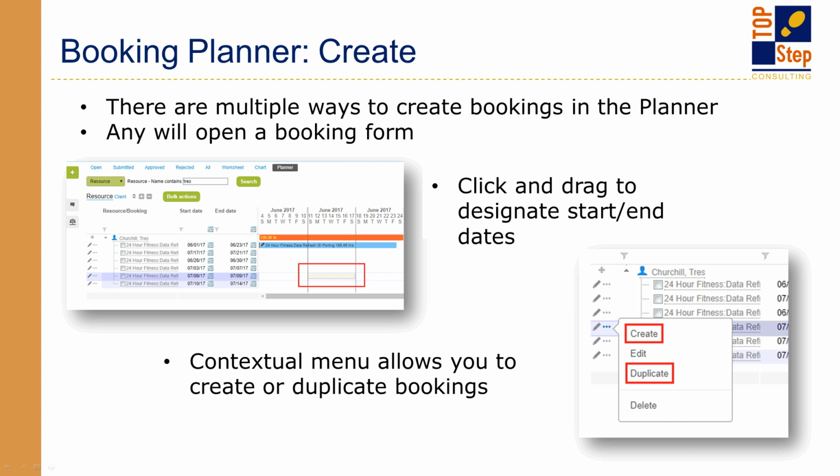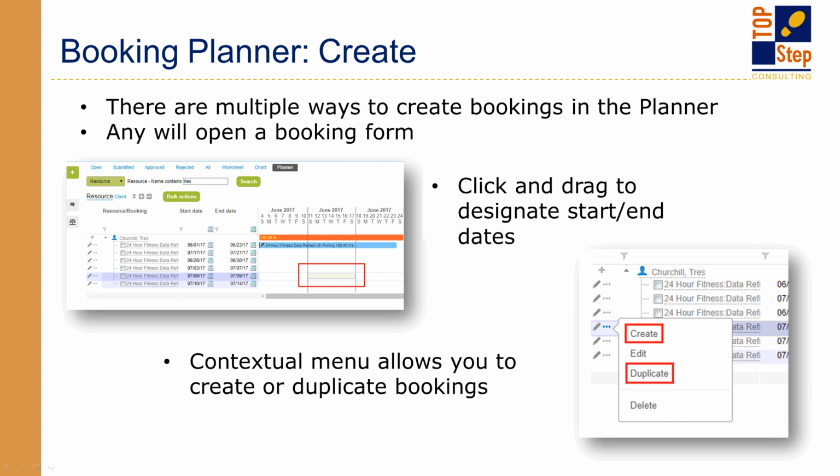Now, there are multiple ways to create bookings from within the planner. I'm going to highlight a couple. First, if you click in the planner itself, you can click and drag across a time period. That's what this first screenshot is depicting. When you release your mouse button, a booking form will open up, and that booking is going to have a start and an end date corresponding with the time period that you've clicked and dragged.